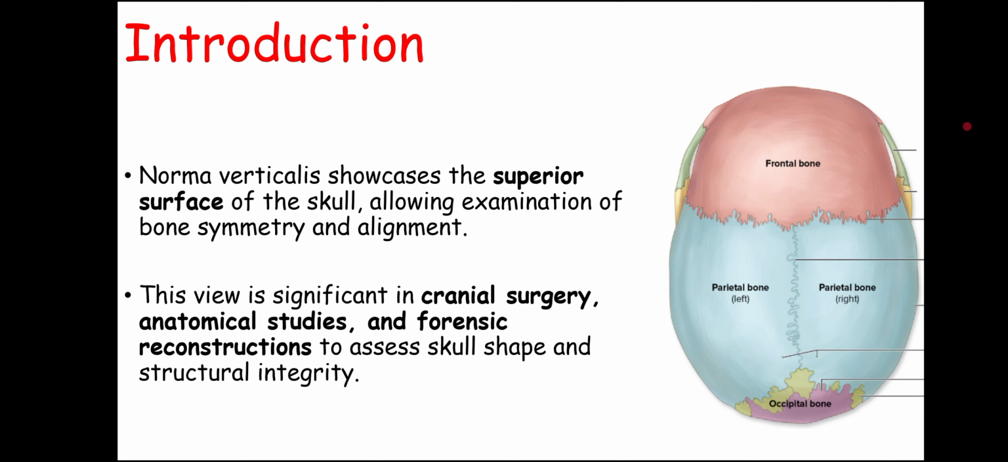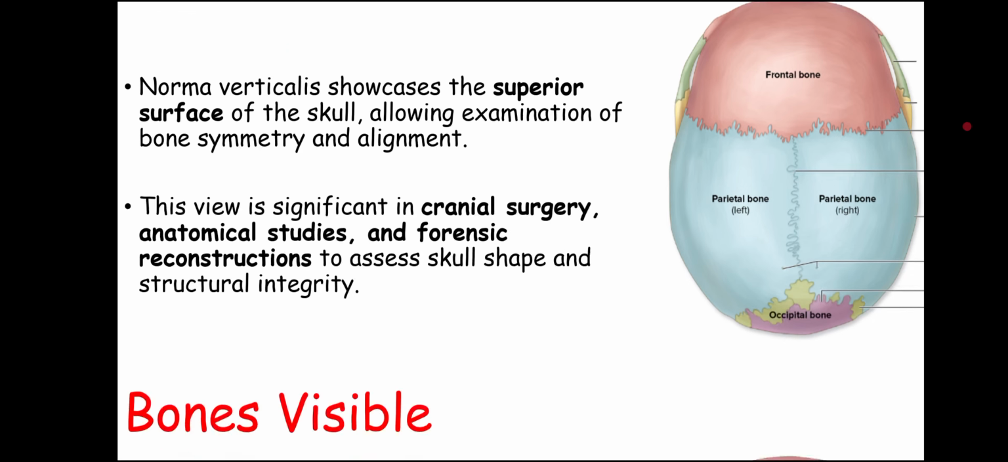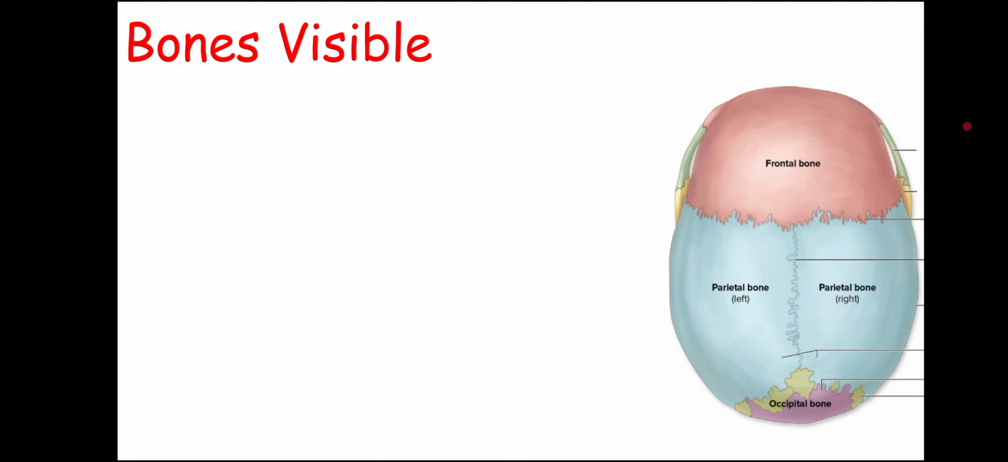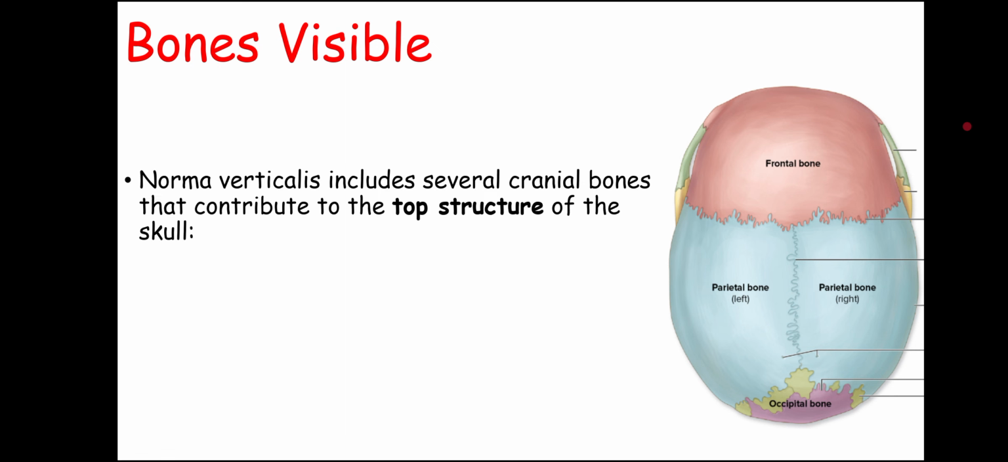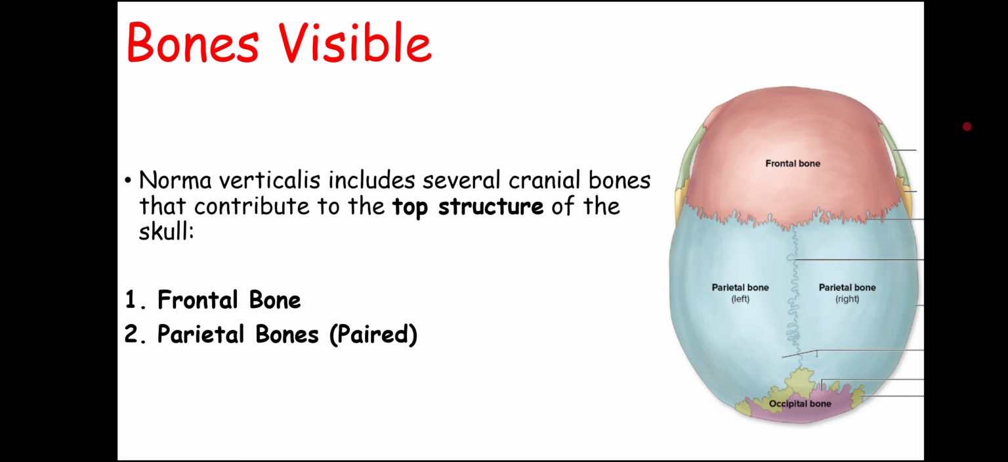This view is significant in cranial surgery, anatomical studies, and forensic reconstruction to assess skull shape and skeletal integrity. Now let's talk about the bones that are visible from the Norma Verticalis. Norma Verticalis includes several cranial bones that contribute to the top structure of the skull. They are frontal bone, parietal bone that are paired bone, and occipital bone that is unpaired bone. So frontal bone and occipital bone are unpaired bone while parietal bone is paired bone.